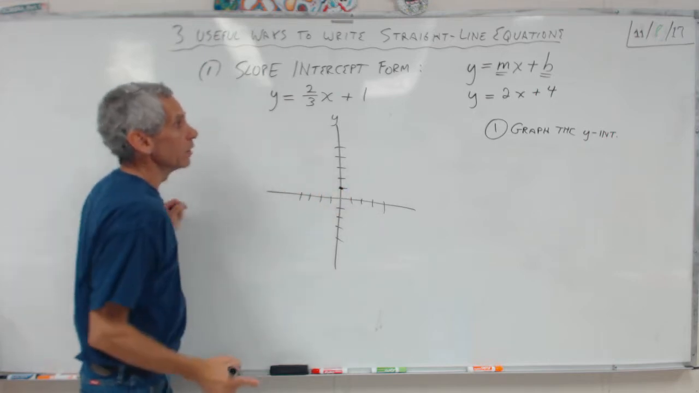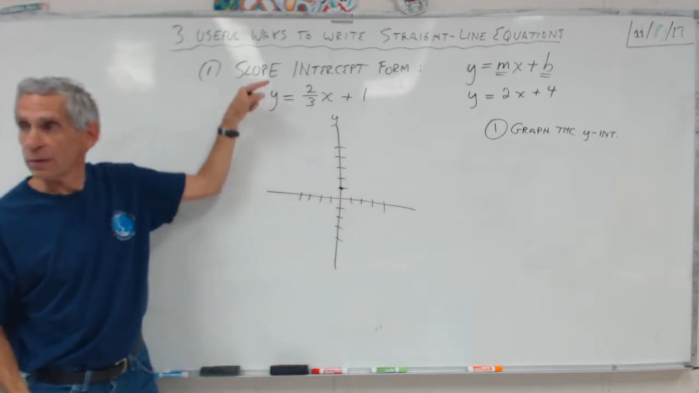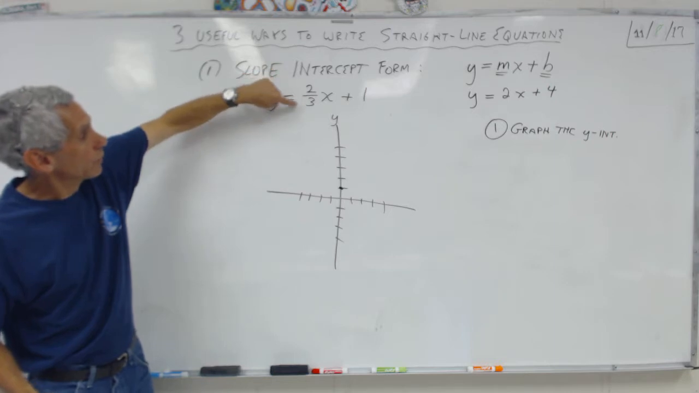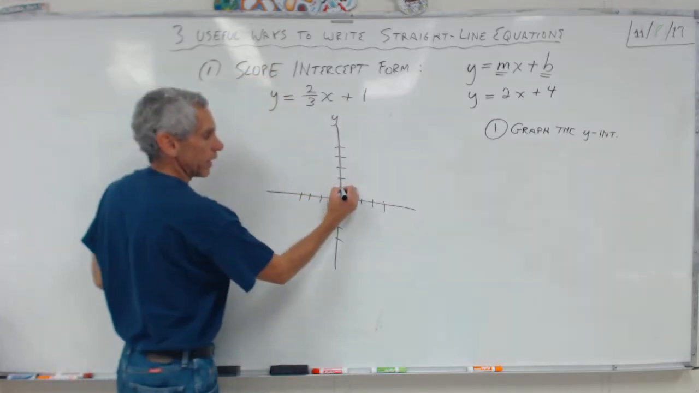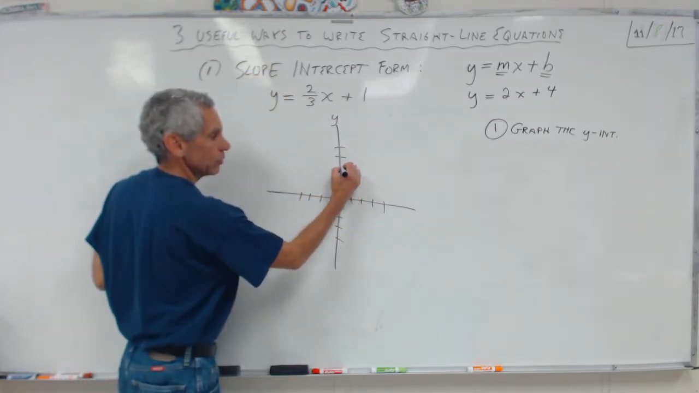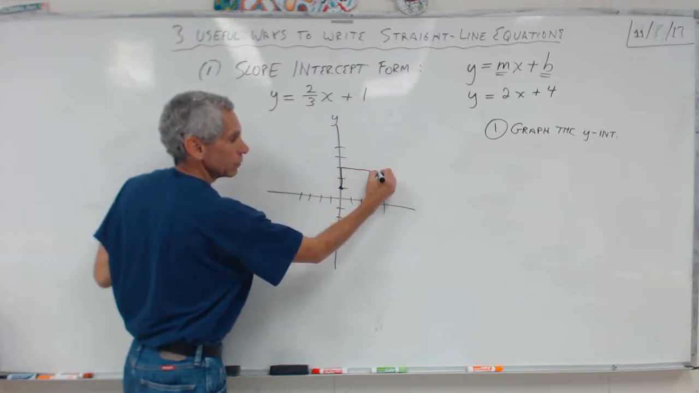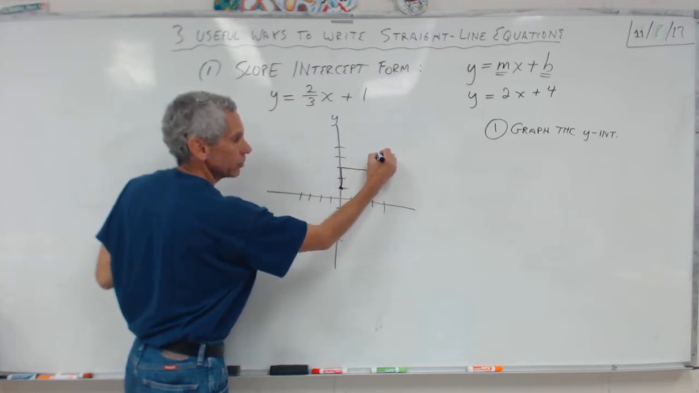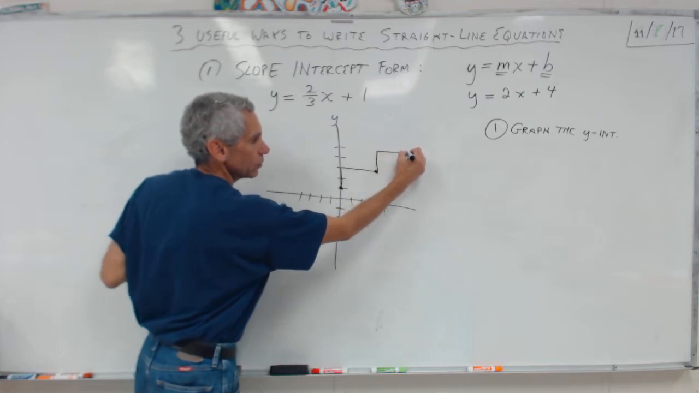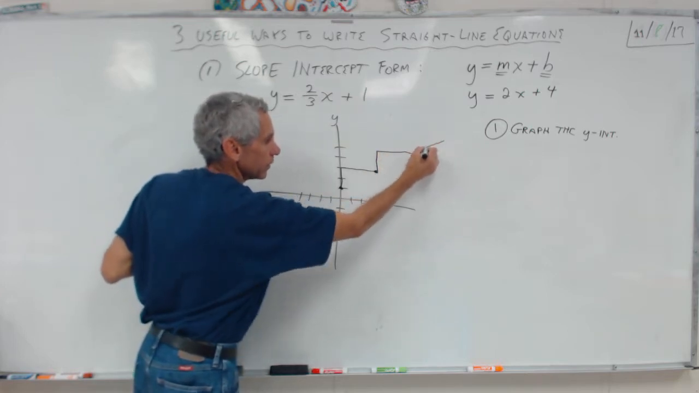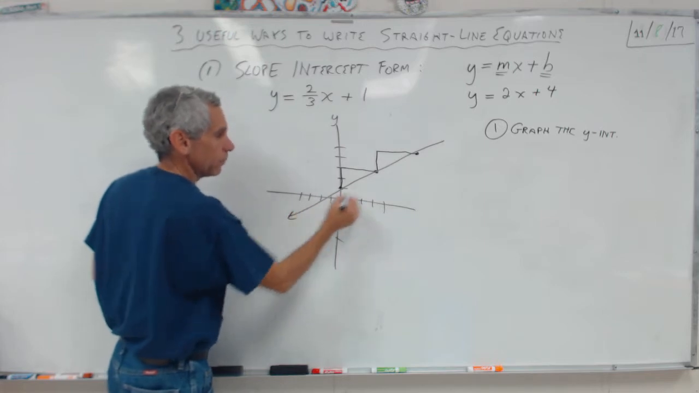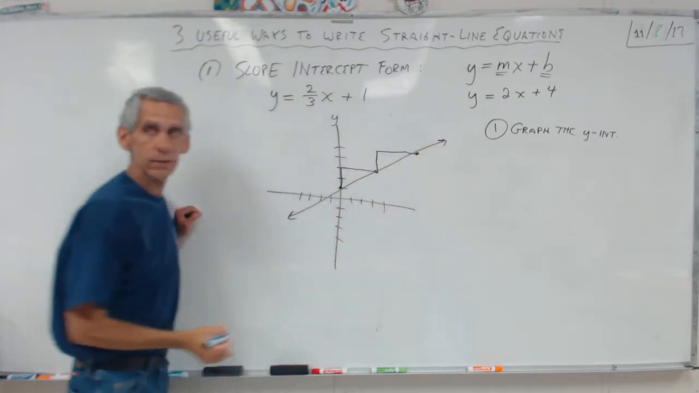From there, I'm going to rise what? 2. Rise 2 and run 3. So I'm going to rise 2, run 1, 2, 3. Put a dot. I'll do one more. Rise 2, run 1, 2, 3, put a dot. And then I draw my line. And I put arrows on the end of it, and I'm done.